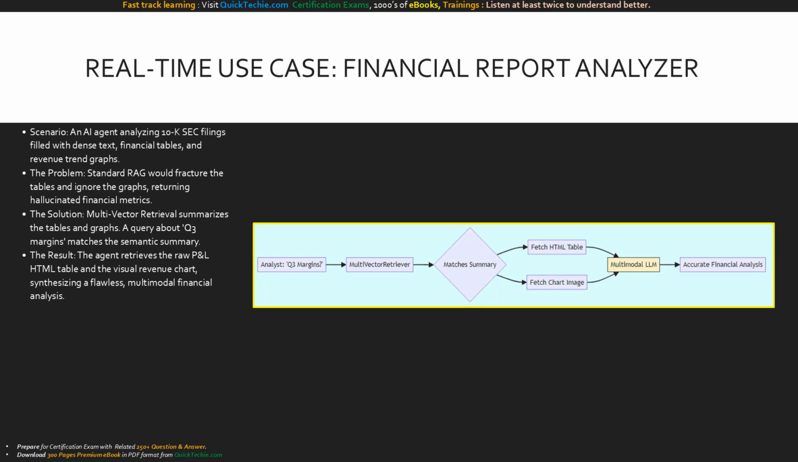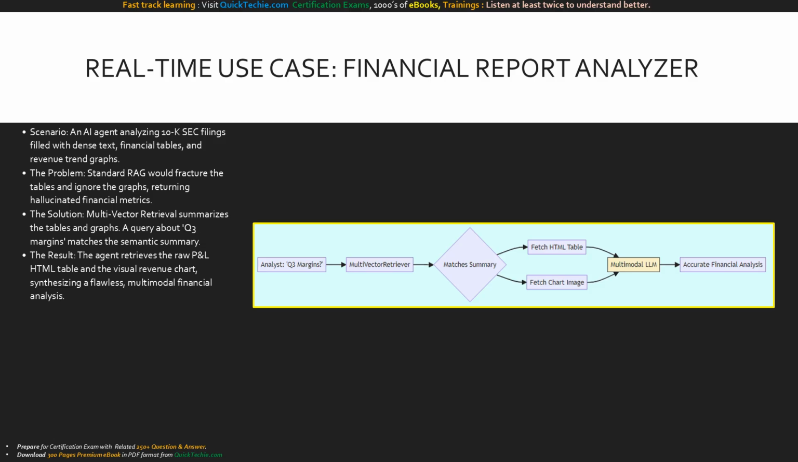Let us solidify this with a highly critical real-time use case, a financial report analyzer processing enterprise 10K filings. These documents are notorious for dense text interspersed with complex profit and loss tables and revenue charts. If you use standard RAG, the text splitter will fracture the tables and completely ignore the images, guaranteeing hallucinated financial advice. By implementing multi-vector retrieval, we generate highly semantic summaries of every table and graph.